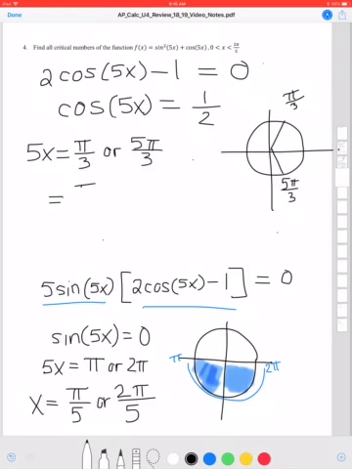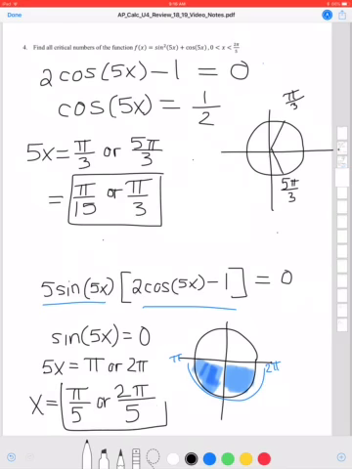Alright, let's divide both sides by 5, and we'll get pi over 15 or pi over 3. So we've got 4 answers.